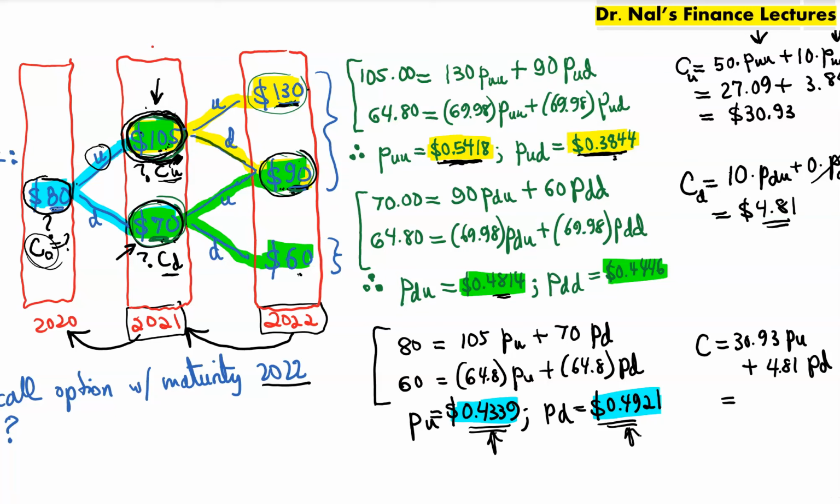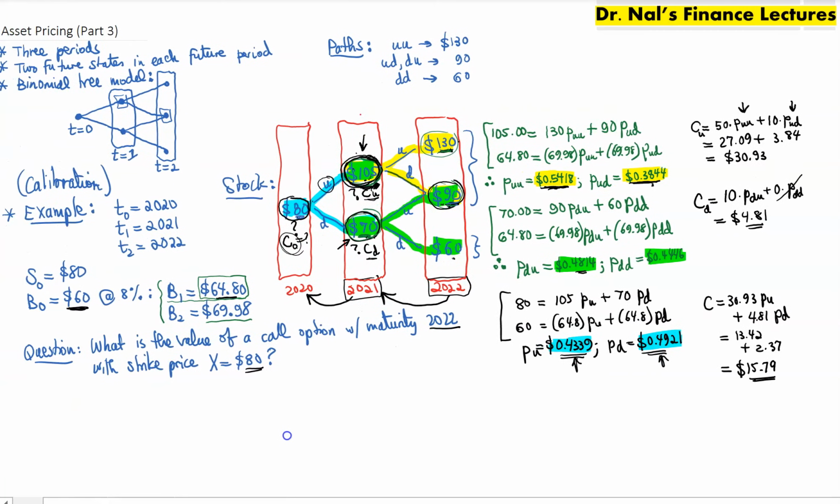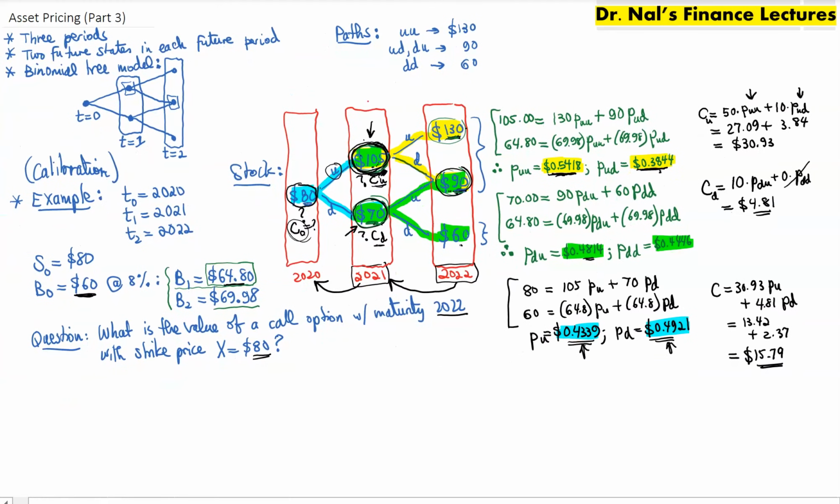30.93 times 0.4339 is 13.42. Plus the second one, 4.81 times PD, 0.4921, is 2.37. Lastly, adding them, 13.42 plus 2.37, this is equal to $15.79. I think this gives you a good idea of how asset pricing models work in real life.